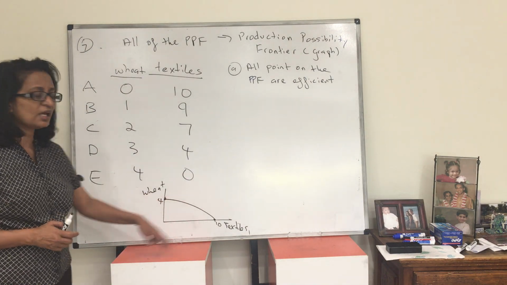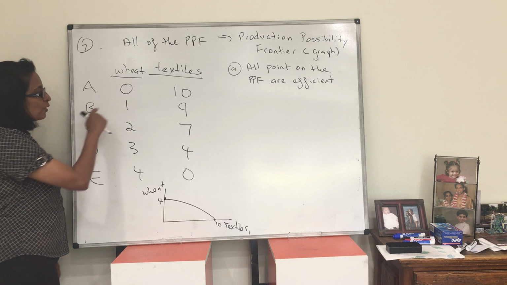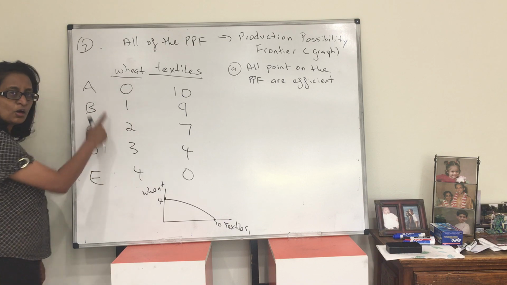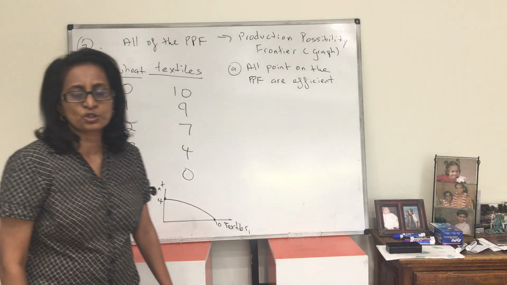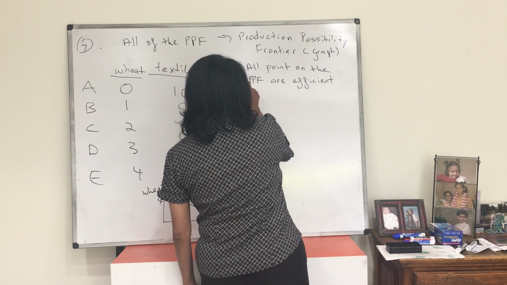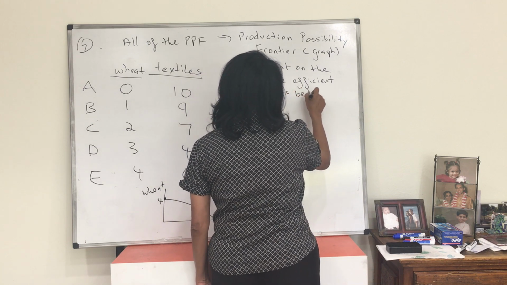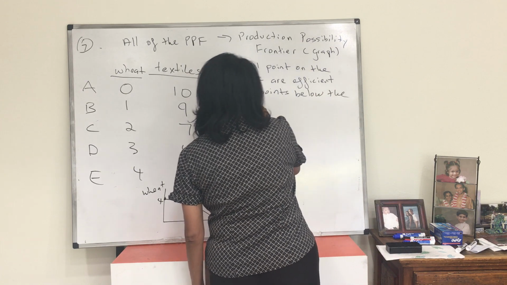So any point on the line. So if I say, is point C efficient? The answer is yes. Points A, B, C, D, E, all these points are efficient. That's the definition of how we came up with that table. Okay? But points below the PPF is called inefficient.